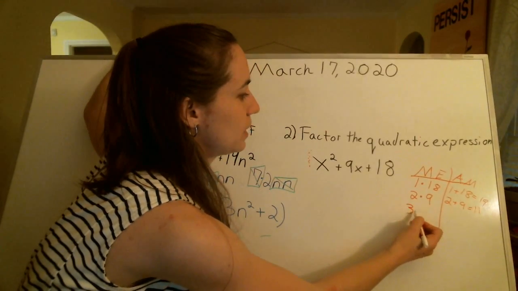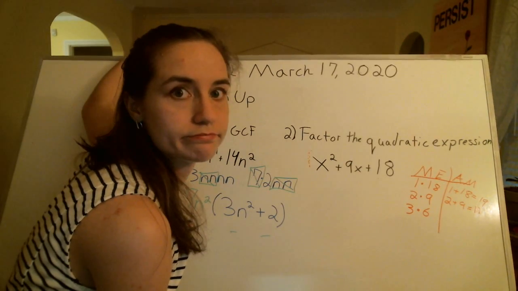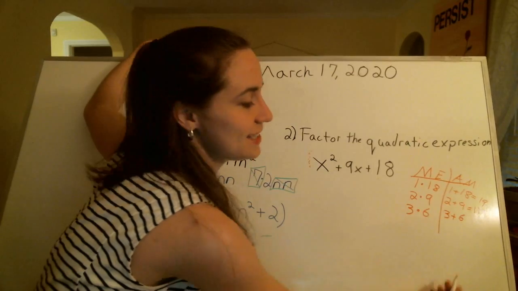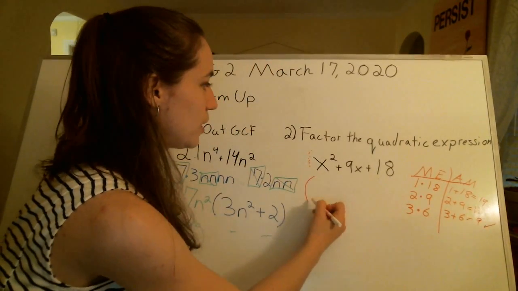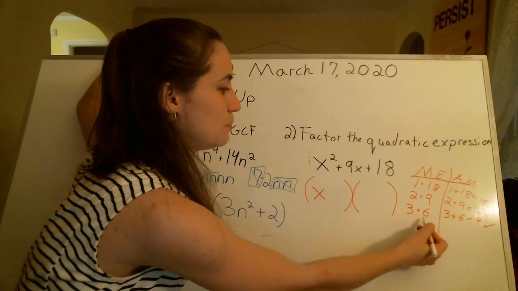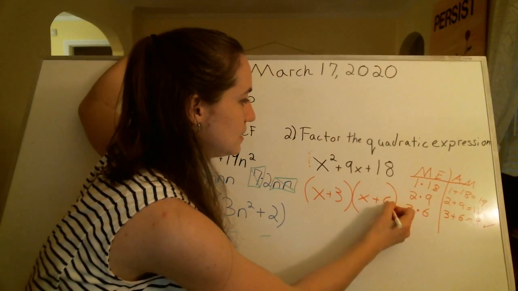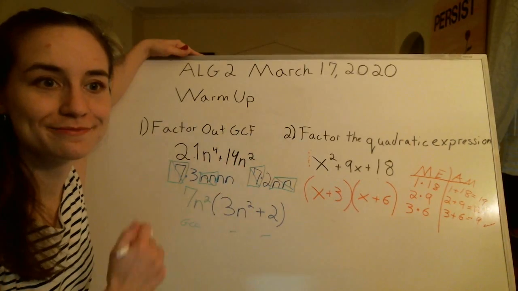How about 3 times 6? Does 3 times 6 work? Because 3 plus 6, that is indeed 9. It's our go-to. So we're going to break it into 2 pieces and have x. These are both positive, so I'll have x plus 3 and x plus 6. And we're done. Yay.